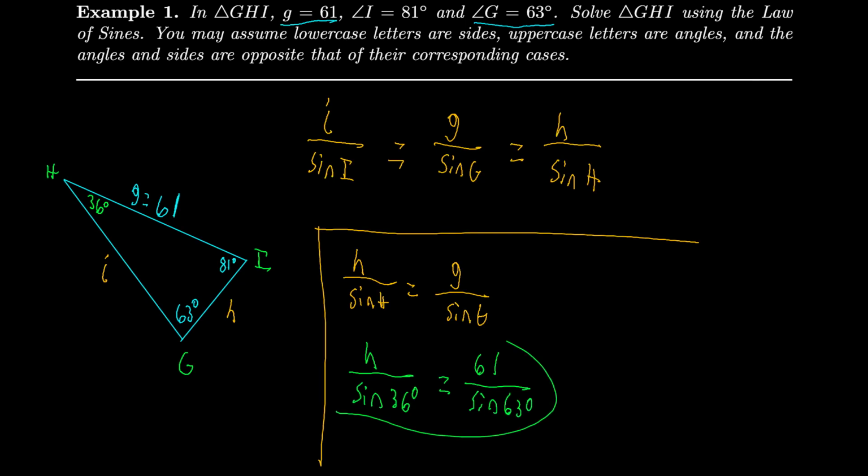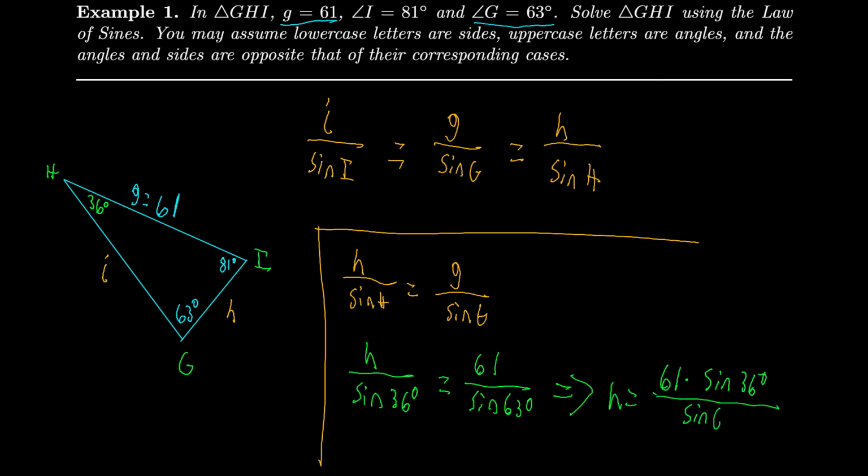And now I'm going to take this and solve it for h. I'm just going to multiply both sides by the sine of 36 degrees. So I'm going to get that h is 61 times the sine of 36 degrees over the sine of 63 degrees. Okay?